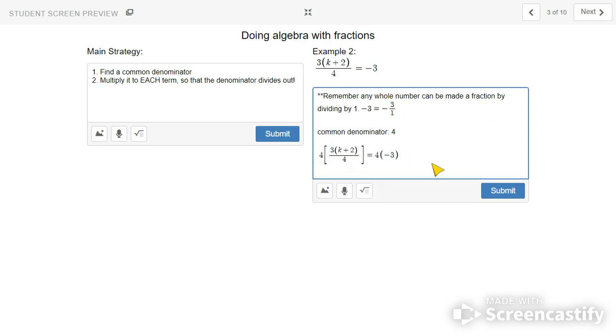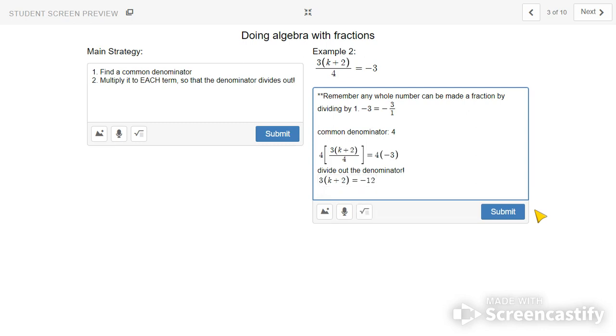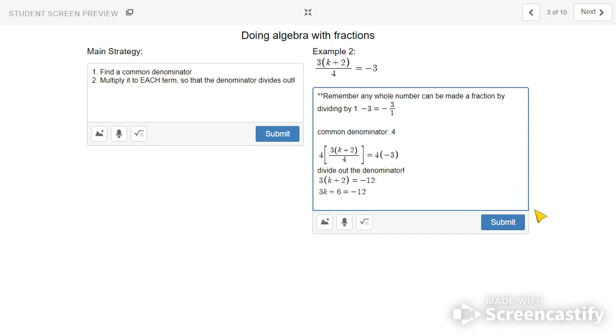Now let's divide out the denominator. 4 divided by 4 is 1. The only thing we have left on our left-hand side is 3 bracket k plus 2. Now it's all multiplied by a 1, but we know that when there's a 1, nothing changes. Then I have 4 times negative 3, that's negative 12. Let's simplify by expanding. So 3k plus 6 equals negative 12.